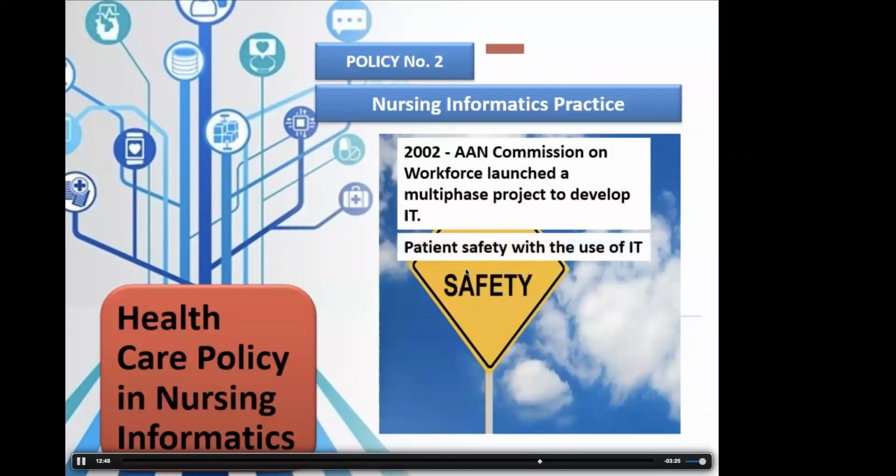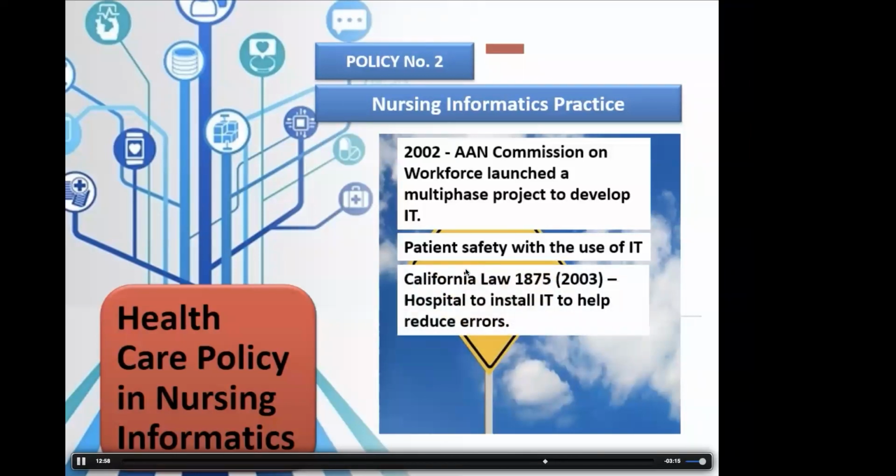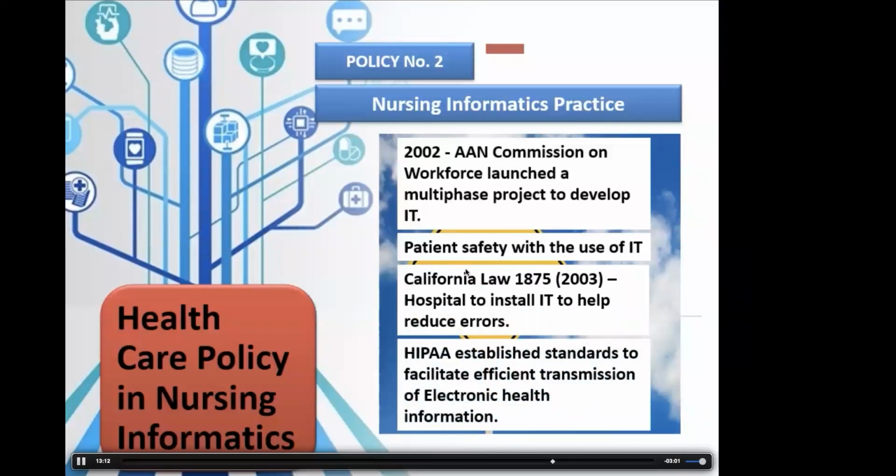Patient safety is also a concern for nurse informaticists. Proposals to increase patient safety with the use of IT have been made by a variety of groups. The California Law of 1875, passed in 2003, applies pressure to hospitals to install IT to help healthcare providers reduce errors. The Health Insurance Portability and Accountability Act, or HIPAA, was passed in 1996 and is intended to improve public and private healthcare programs by establishing standards to facilitate the efficient transmission of electronic health information.